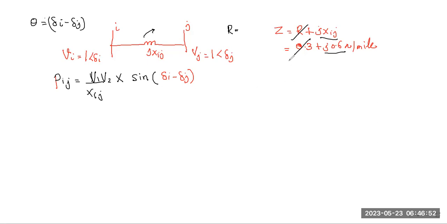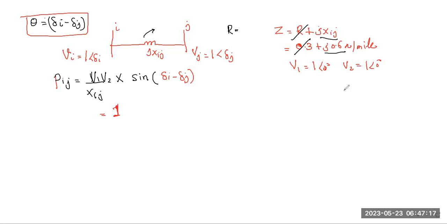Black I will use just to differentiate. So now what is the value of V1? V1 is 1 at an angle of 0 degrees, right? What is V2? V2 is also 1 at an angle of 0 degrees. So 1 at an angle of 0 degrees into 1 at an angle of 0 degrees will give you 1 only.